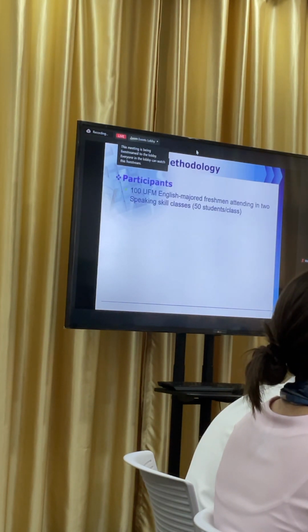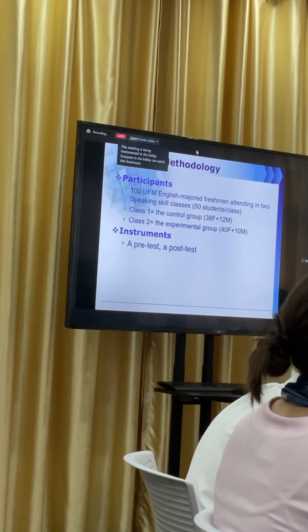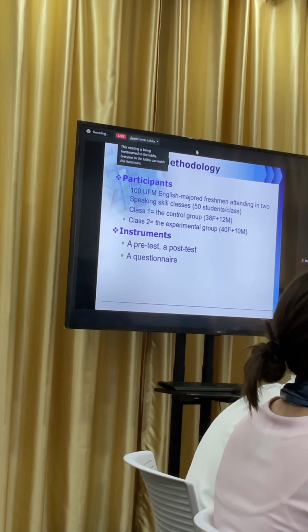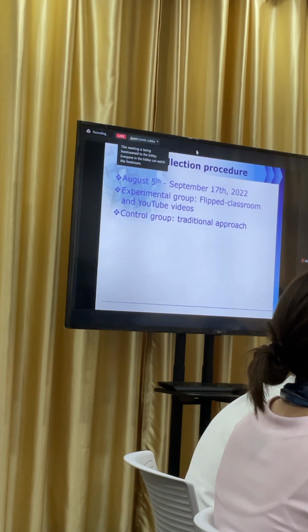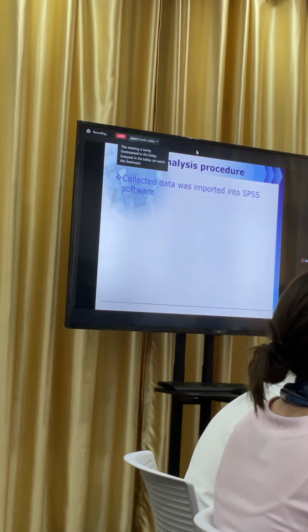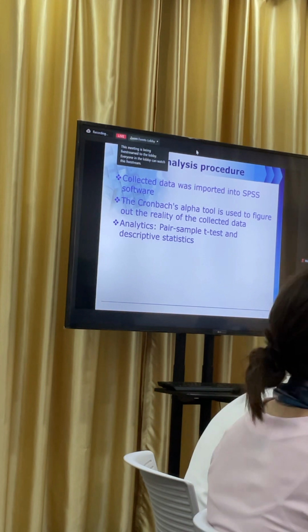So this is a short form of our methodology, where we picked 100 students and divided them into two groups. We also use a pre-test and post-test for the two groups, and a questionnaire. This is more detail about our procedure. Can I skip? Yeah, it's really complicated at the time.